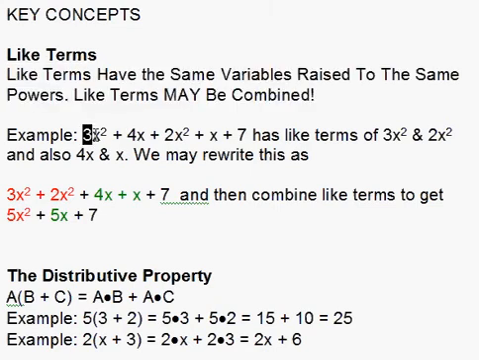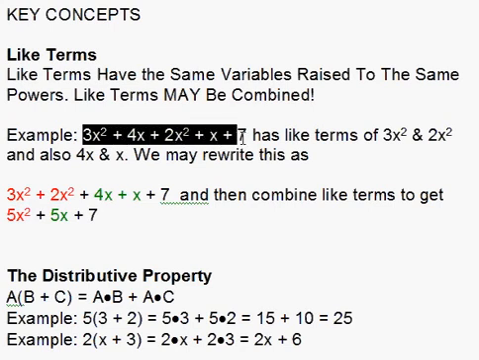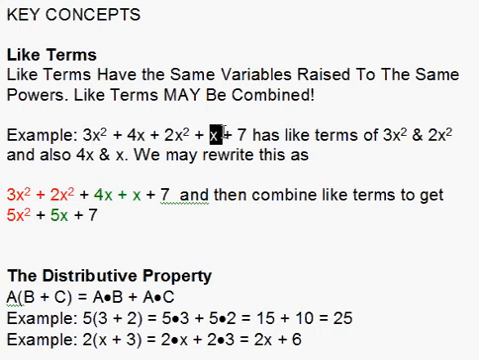Here we have the expression 3x squared plus 4x plus 2x squared plus x plus 7. We look at the terms. We have the terms 3x squared, 4x, 2x squared, x, and then 7. The variables here are x and x squared. The 3x squared term has the variable x raised to the 2 power.